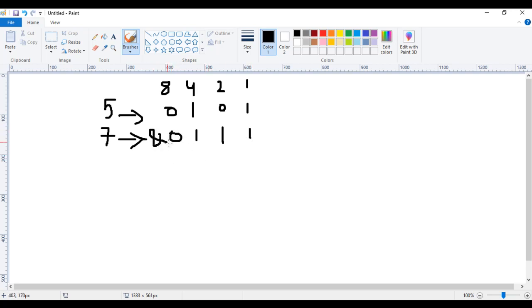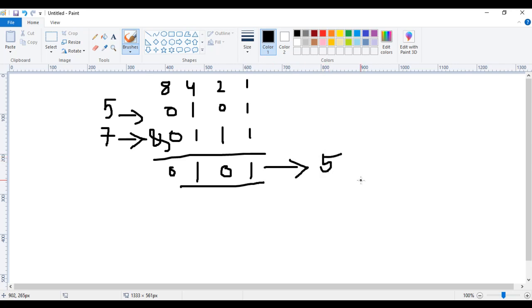On these bits AND operation is done. Bitwise AND says if both are 1 then 1, otherwise 0. We apply this to each pair of bits. We got 101. What is 101? 101 is 5. So we get the result 5 guys.